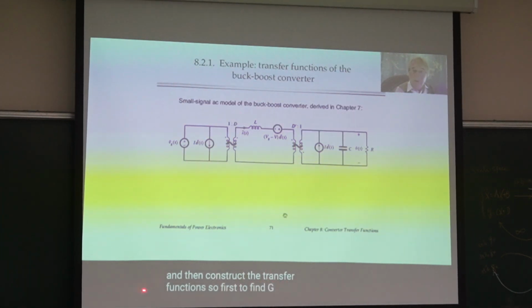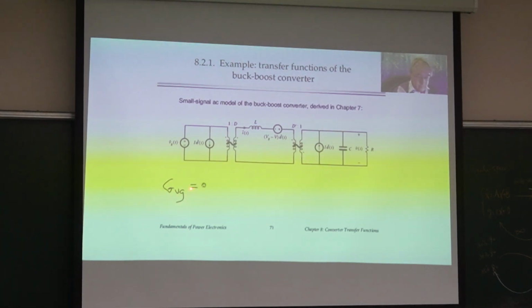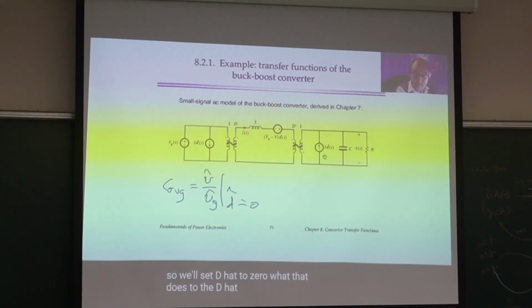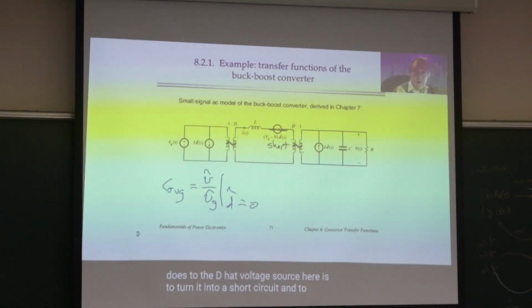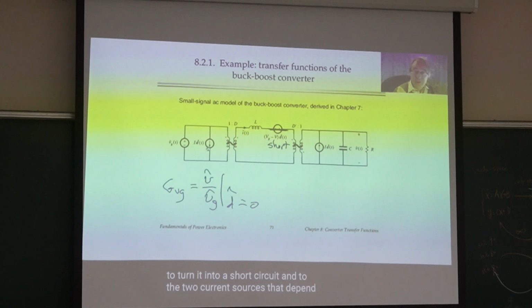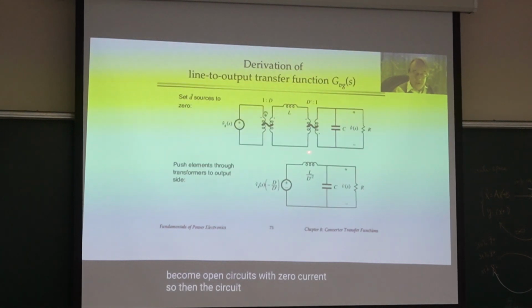So first, how can we construct the Gvg transfer function? From input ripple to output ripple, at that time we'll set d hat equal to 0. What does that do? The d hat voltage source here turns into a short circuit, because d hat is 0. And the two current sources that depend on d hat, since d hat is 0, become open circuits. So the circuit reduces down to this one.